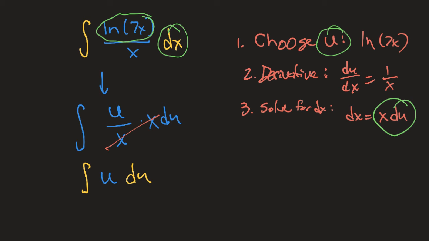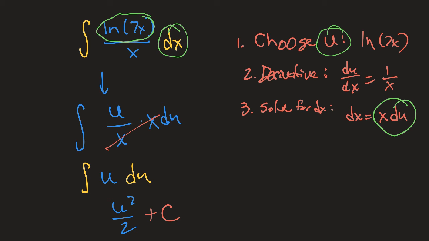And the way we solve a power rule problem is our formula. It'd be u to the 1 plus 1, so u squared over 2, plus c. Don't you dare forget that plus c. This is an indefinite integral, and we have to have that plus c in there. So we're almost done.